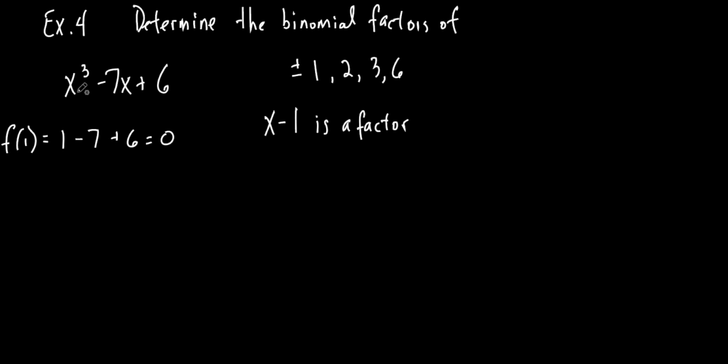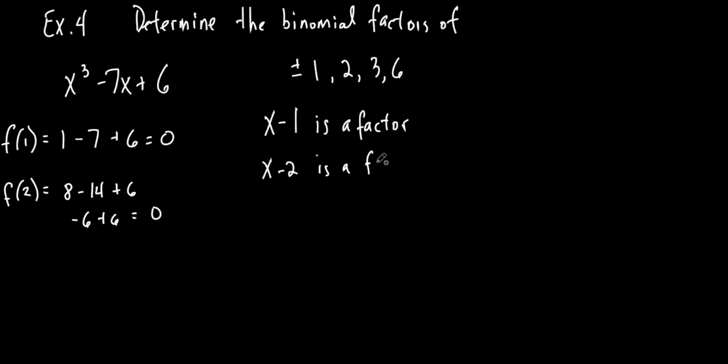Watch. Put the 2 in for this. Watch this. What's 2 cubed? Let's do this. F of 2. F of 2 is 8, right? 2 cubed is 8. Minus 7 times what? 2, which is 14. And then what? Plus 6. What's 8 minus 14? -6 plus 6. Guess what? So what else is a factor? X minus 2 is also a factor of this.